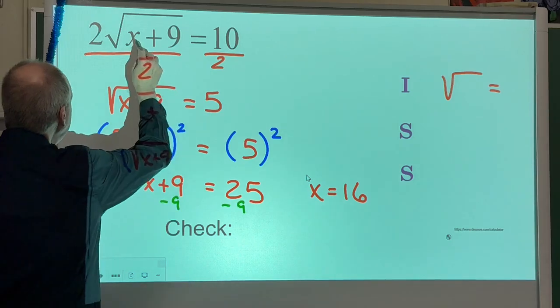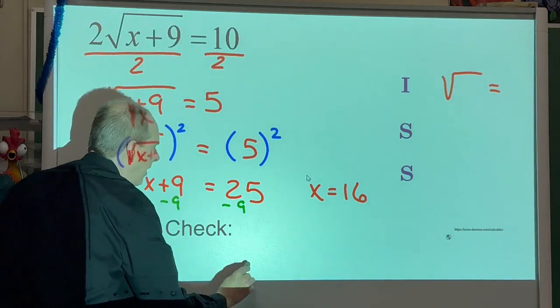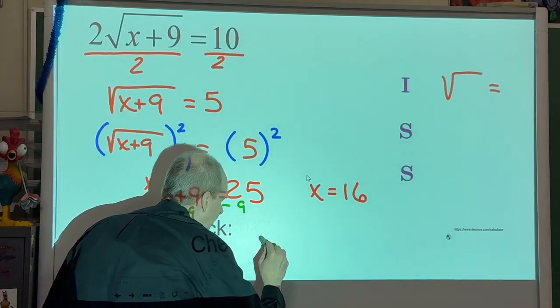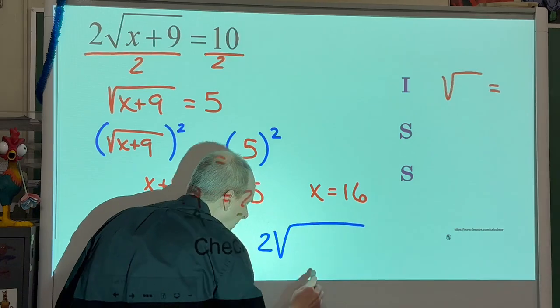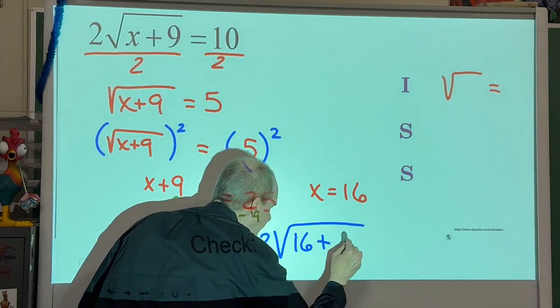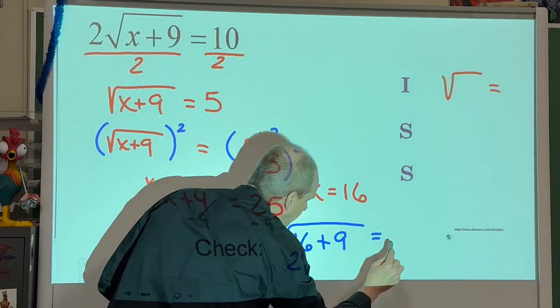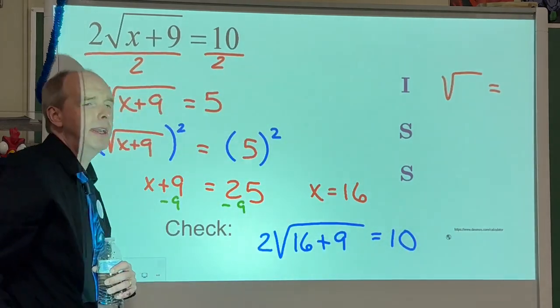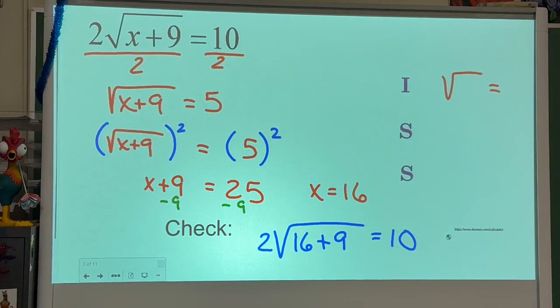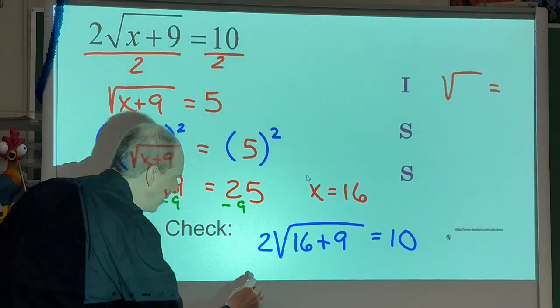Let's take our 16 and plug it in right here. On my calculator to check it, I'm going to go 2 square root, plugging in 16 plus 9. When I hit enter, if I get 10, I know that my answer x equals 16 is good. If not, I throw it away and call it an extraneous solution, or it tells me I goofed up. That's another possibility.